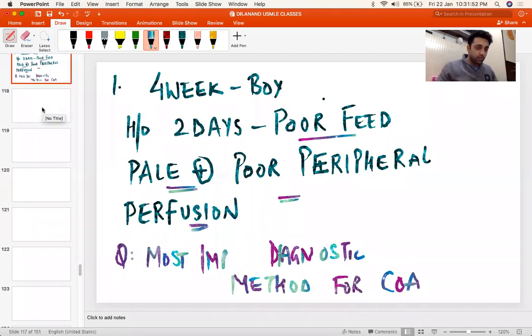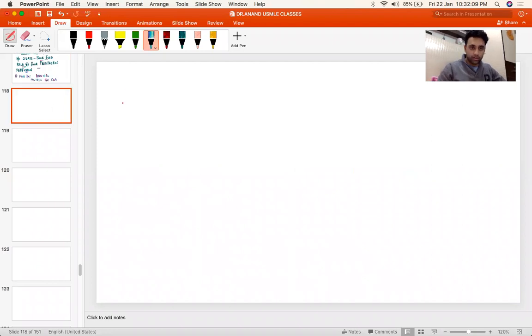I hope you have got the question. Which is the most important diagnostic method for diagnosis of coarctation of aorta, COA? The options are: number 1, palpation of the femoral pulse. What do you think? Is this the diagnostic method of choice for coarctation of aorta? Yes or no? Put your answers in the comment section.